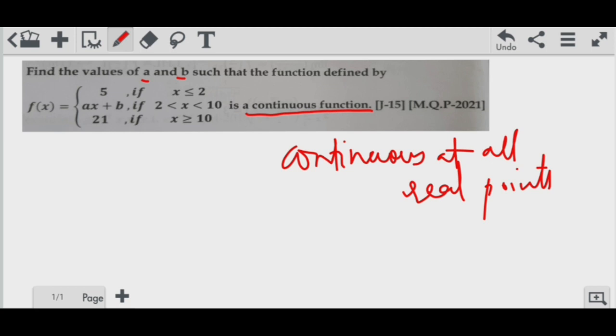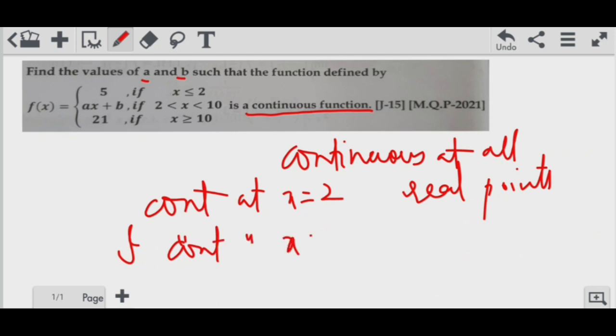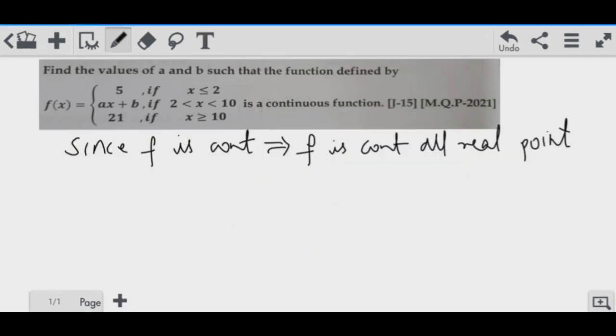If they are just mentioning that the function is continuous, it means that the function is continuous at all real points. So obviously this function will be continuous at x is equal to 2 and continuous at x is equal to 10. I will make use of these two conditions to find the values of a and b.